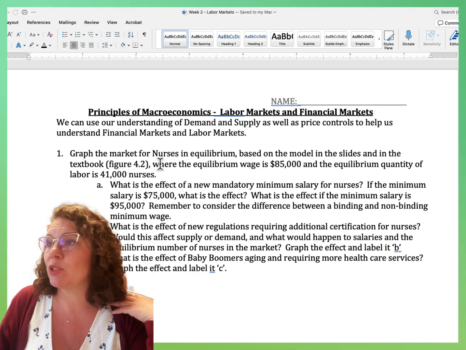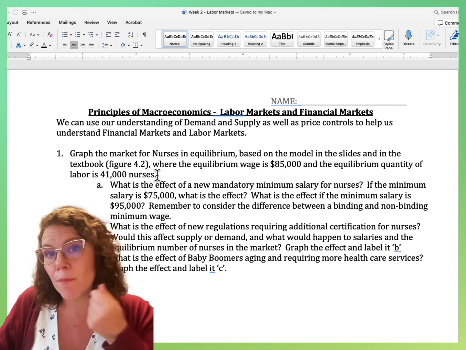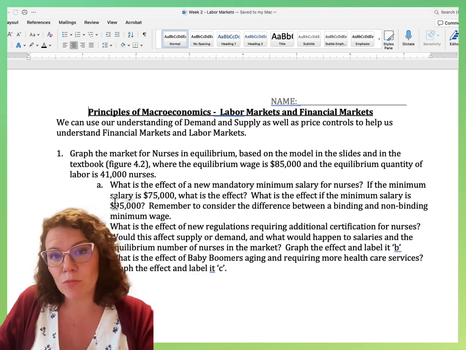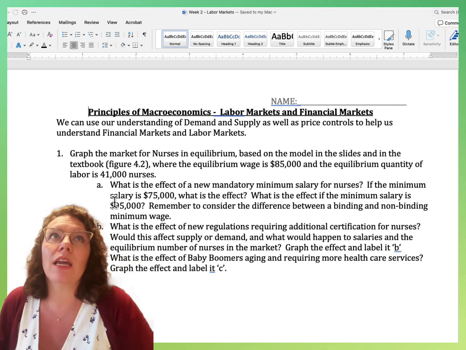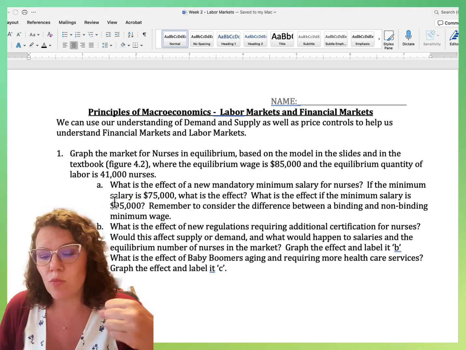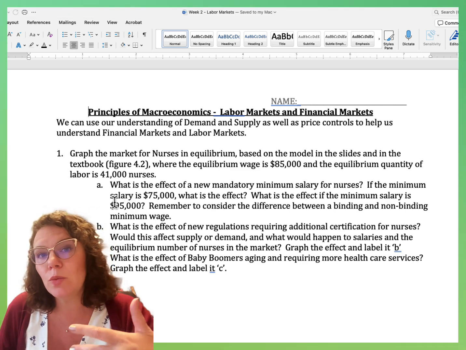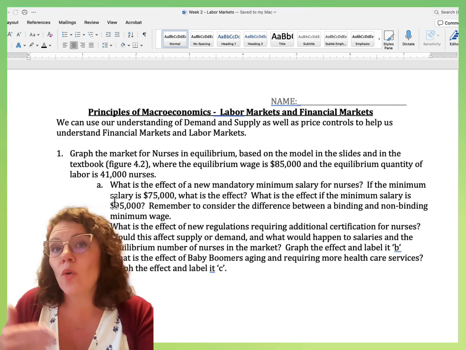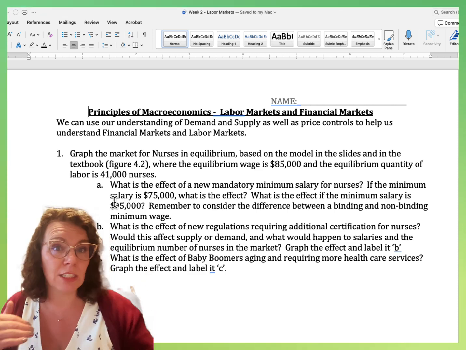Then, after we graph that initial market, we're going to look at changes in a price floor, a minimum wage. We're going to talk about a $75,000 price floor and a $95,000 price floor, what it means for it to be binding and non-binding, and what the effect would be on the labor market, because that's one of the really important things to know. One of the things we want to do as economists in this class is have a sense of how policies like a minimum wage law will affect that labor market.